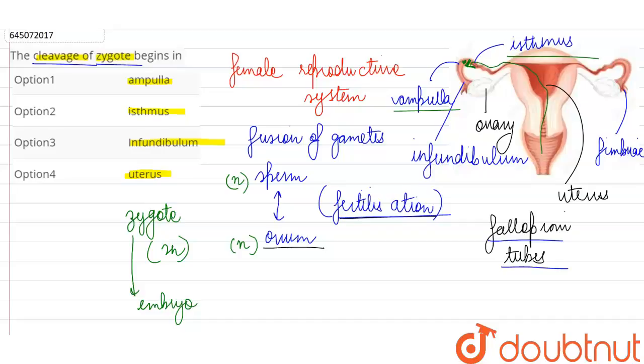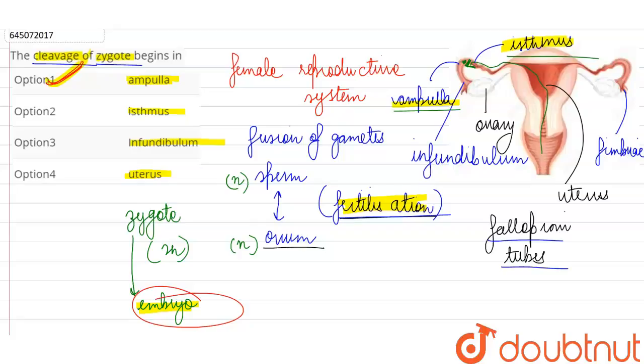So such cell division which initially takes place in the single celled zygote, so it can develop into the early embryo, these are called cleavage, and they begin at the site of fertilization itself. The zygote is formed at the ampullary isthmic junction, and when the zygote is in the ampulla itself, its division or cleavage is going to begin and the process of embryonic development starts. So our correct answer over here will be option A.